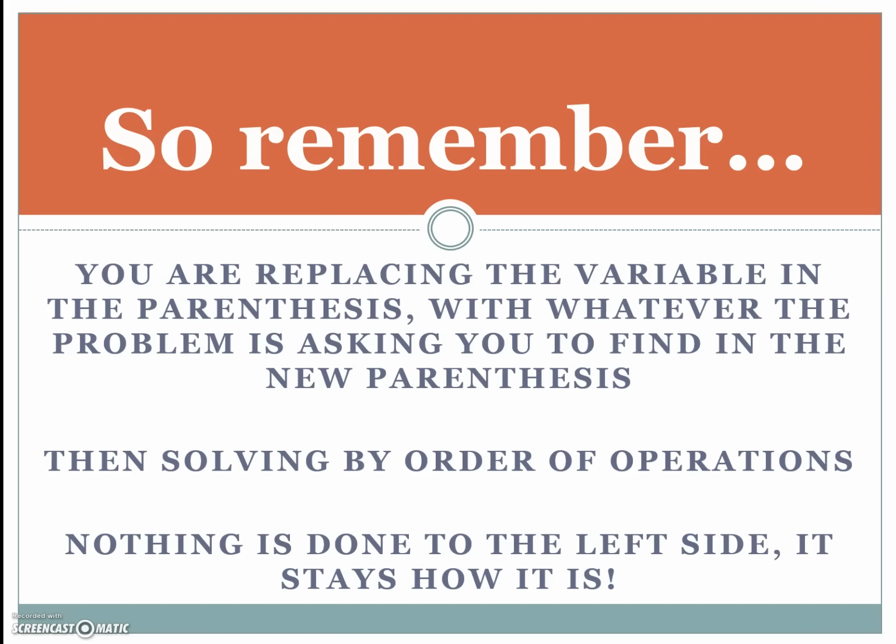Please keep in mind that we are replacing the variable in the parentheses with whatever the problem asks you to find in the new parentheses. We're then going to solve using order of operations. If there are variables, your answer will end in variables. Again, nothing is done to the left-hand side. It stays how it is. As you saw, I never divided by the number that was on the left-hand side because this represents function notation and it doesn't represent f times a number.